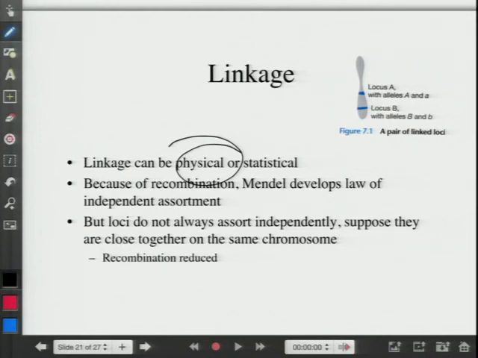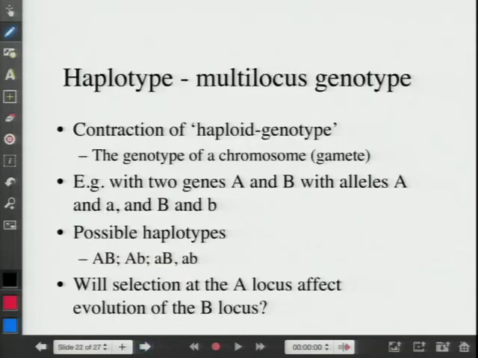Okay, so to do this, you need to be able to calculate another kind of frequency. We've talked about allele frequencies and genotype frequencies, now we're going to talk about haplotype frequencies. A haplotype is a haploid multi-locus genotype. Think of it as the genotype of a sperm or an egg.